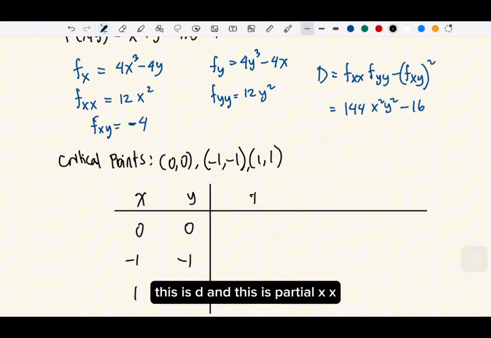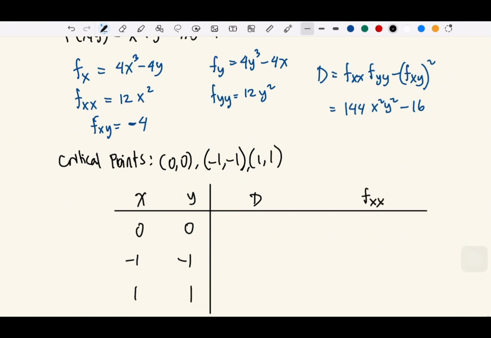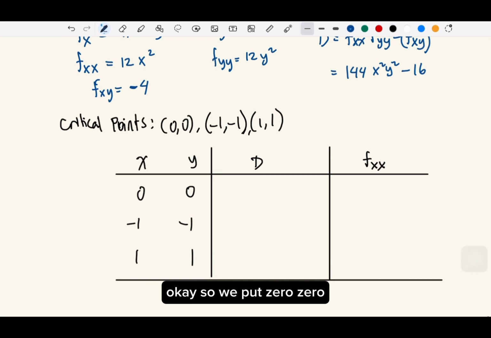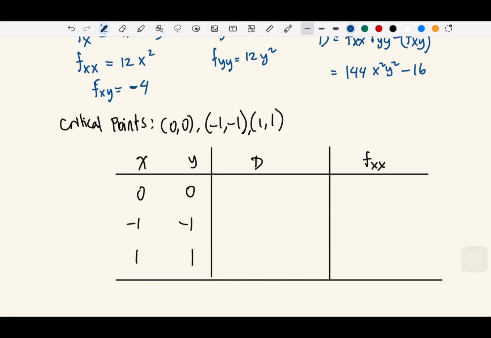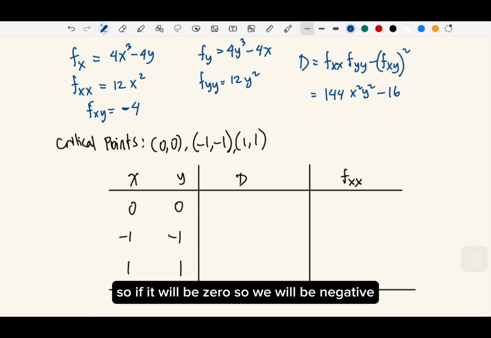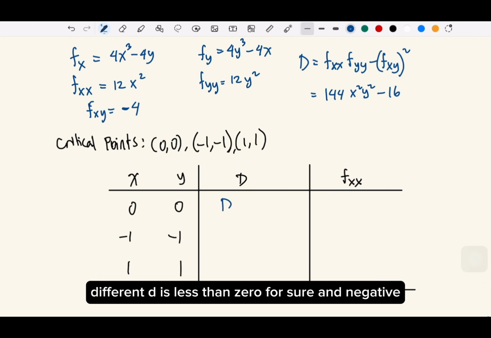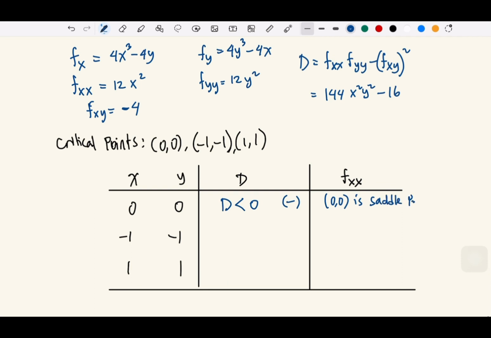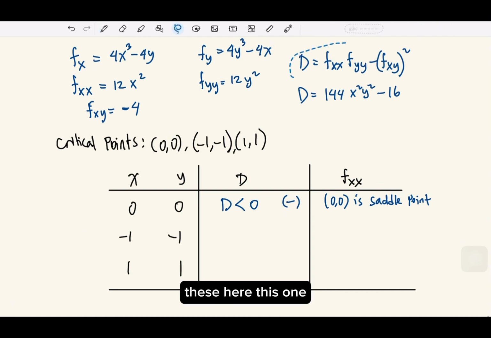This is D, and this is partial xx. Okay. So we put 0, 0. So it will be 0, so we will be negative, right? So D is less than 0, for sure, right? It's negative. So 0, 0 is a saddle point. D is here, this one.